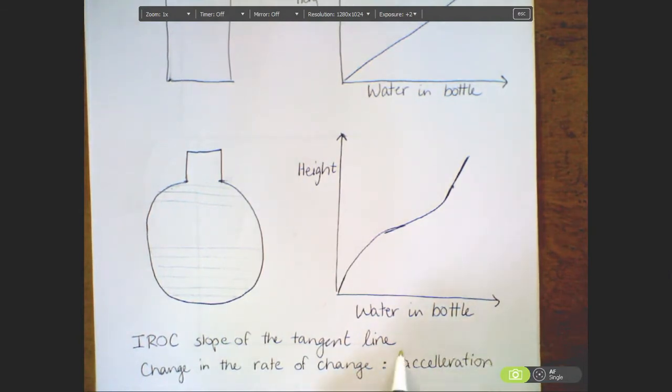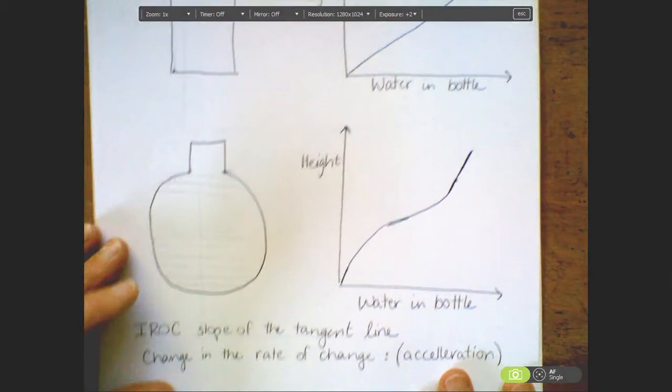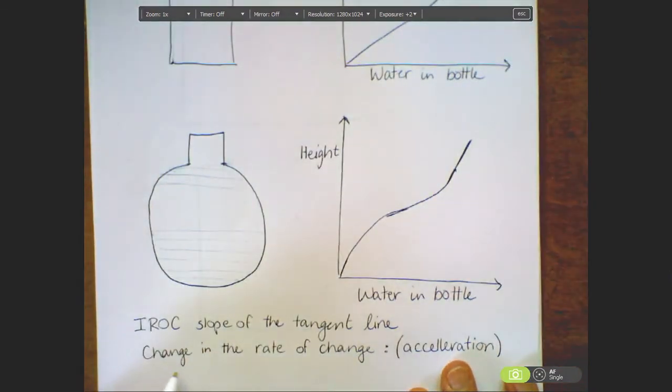Typically, we reserve the term acceleration for talking about the change in the rate of change of distance, or the change in velocity. And the general way that we describe this is our second derivative. The change in the rate of change is our second derivative.